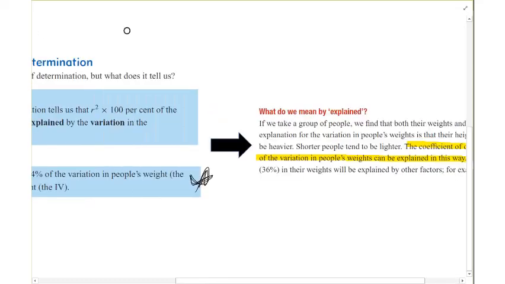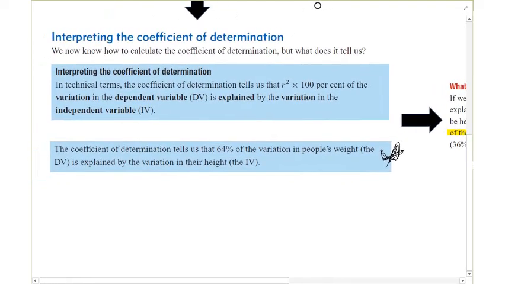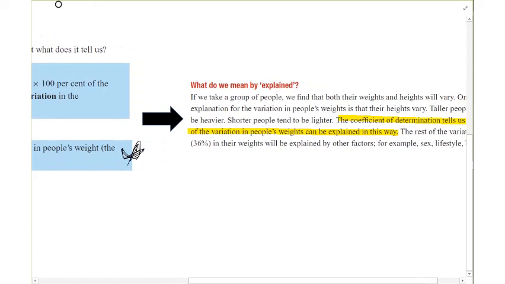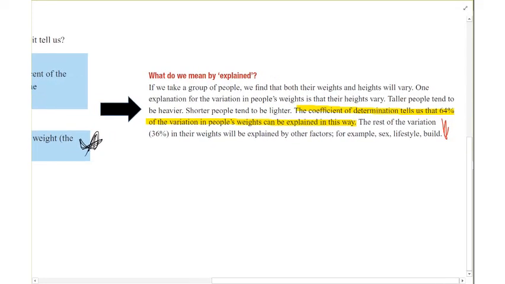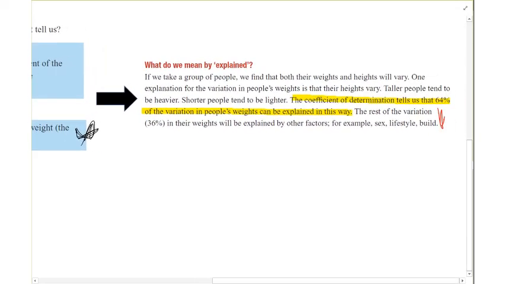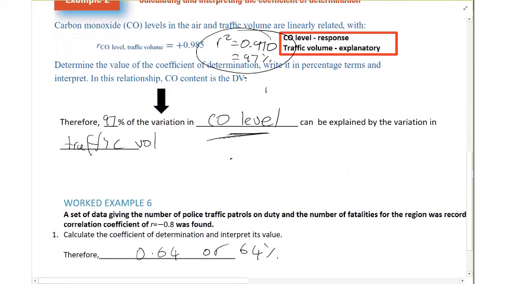All right. So using the example from here, what does it mean? If we take a group of people, we find heights and weights vary. So you can sort of say the coefficient of determination tells us that 64% of variation in people's height can be explained in this way. But there's a specific way we want you to write this. So you could be writing it like here.